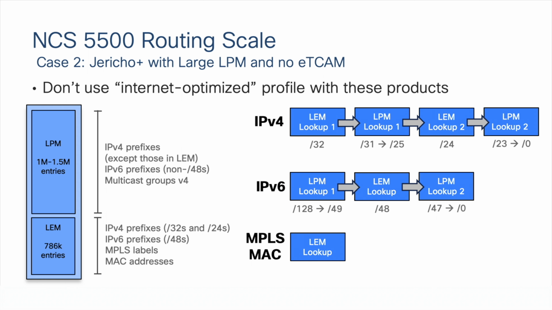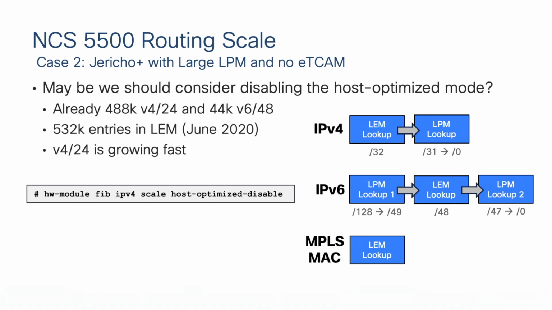Actually, with the current internet growth rate, we will probably recommend to disable the IPv4 host optimized mode that is used by default. With host optimized mode, we have /32 and /24 going to LEM and the rest to LPM. Considering the current IPv4/24 size and growing speed, it may become interesting to move this route to LPM instead of LEM, something you can do with this hardware module configuration.